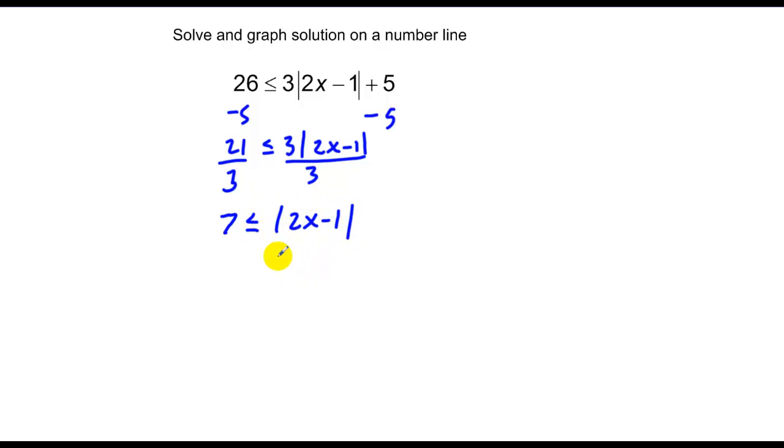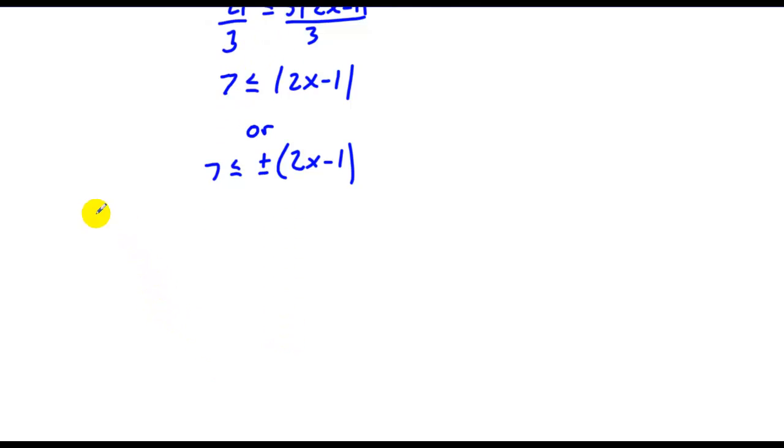Now again, start reading from the absolute value or the unknown. The unknown is greater, so this is an or problem. And now I need to go my plus or minus. So I have 7 less than or equal to plus or minus 2x minus 1. Set up my two equations from here. 7 less than or equal to 2x minus 1, or 7 less than or equal to the opposite of 2x minus 1.